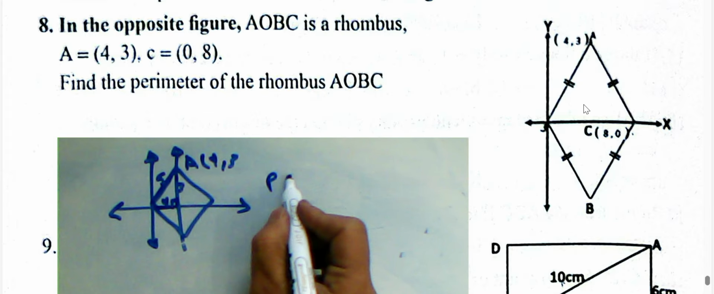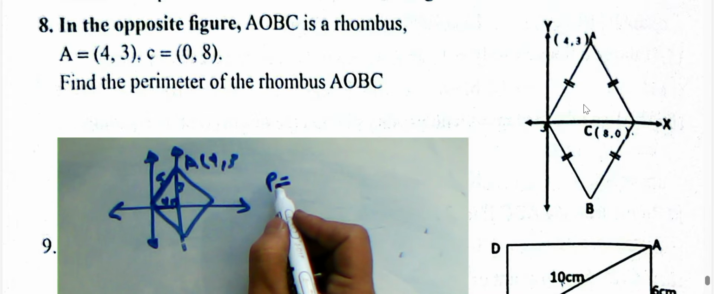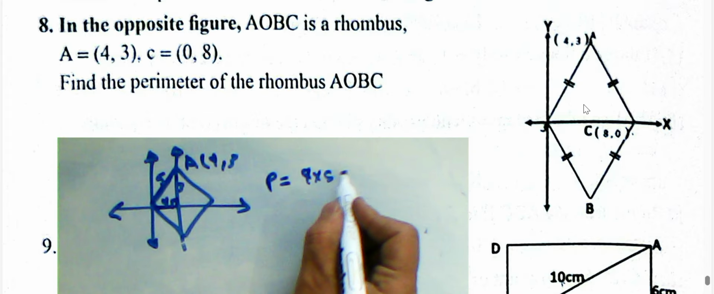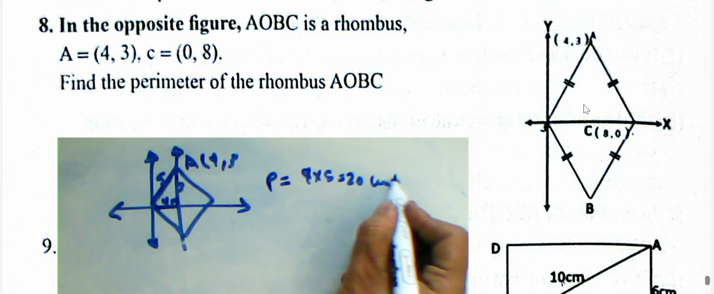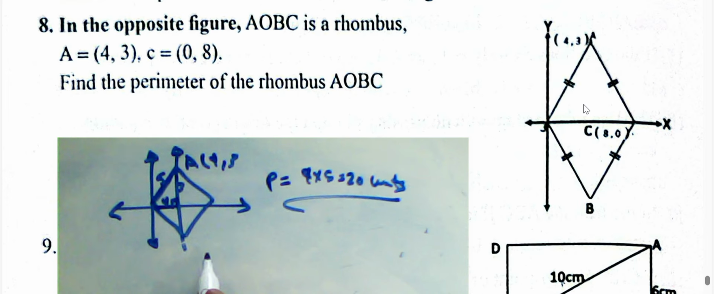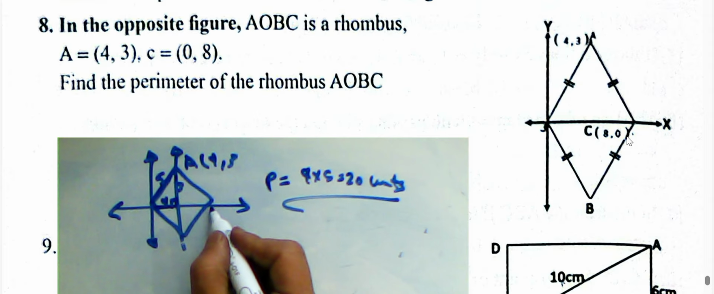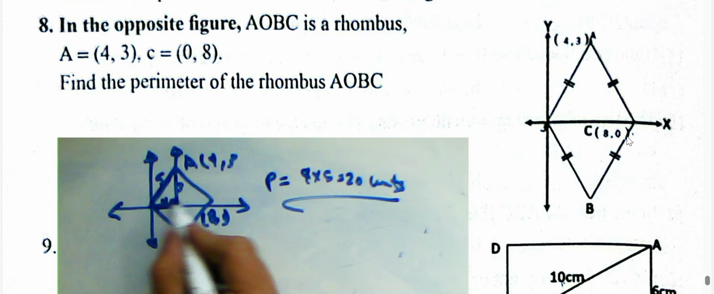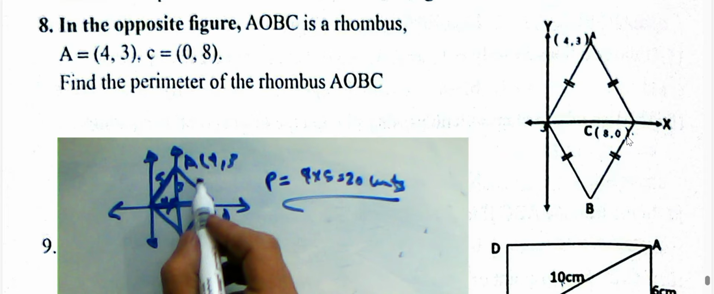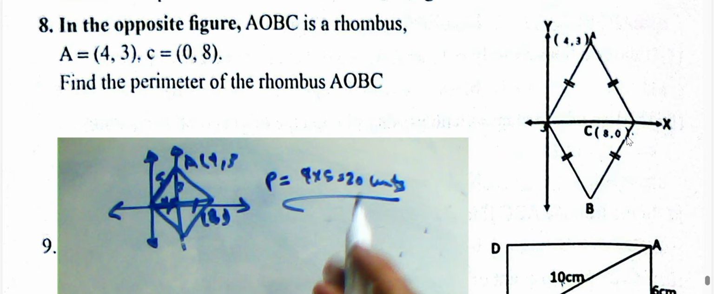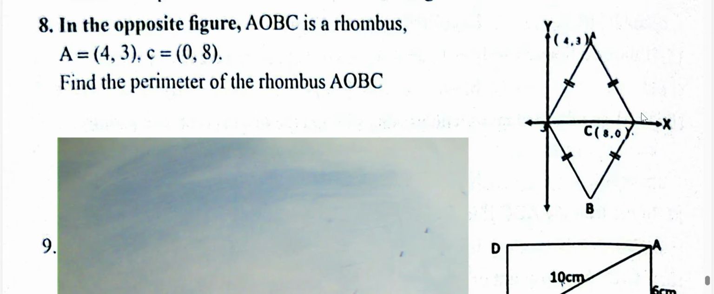Then the perimeter equals 4 times 5 equals 20 units. But it's an easy method. Understood? He gives me also the coordinates of point C equal to 8 and 0. The dimension 8 will be 4 and 4. Okay, it's an easy question, and the answer will be 20 units. Next question.